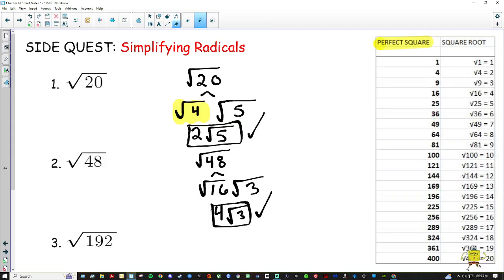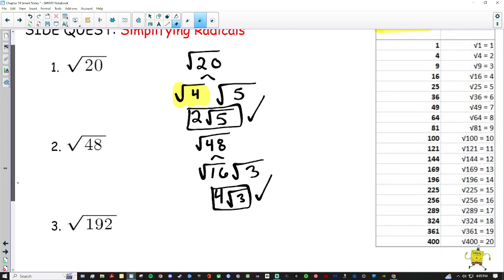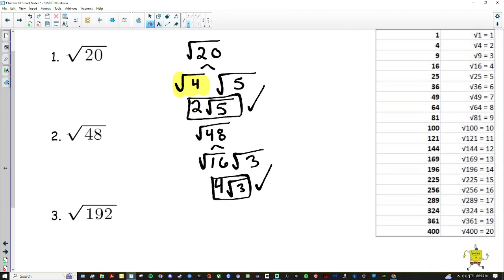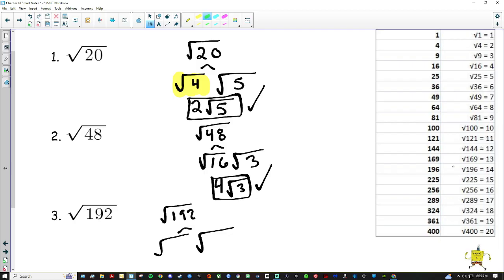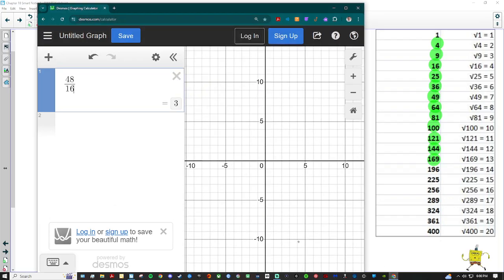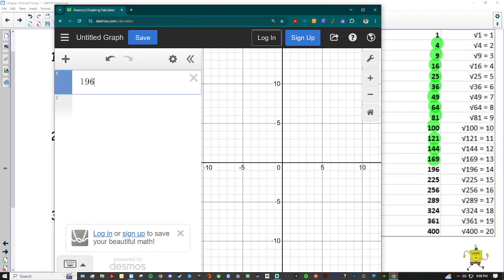One more. Let's try the square root of 192. Okay, the square root of 192. Let's figure out what we can split it into. It can't be a number bigger than 192. So that means I need to check 169 all the way down to 4 until I find the largest one that works. And I'm always starting at the bottom of my list. So we got 192 is my number.